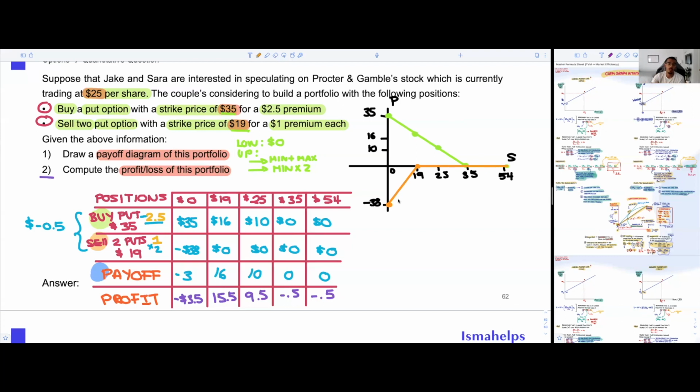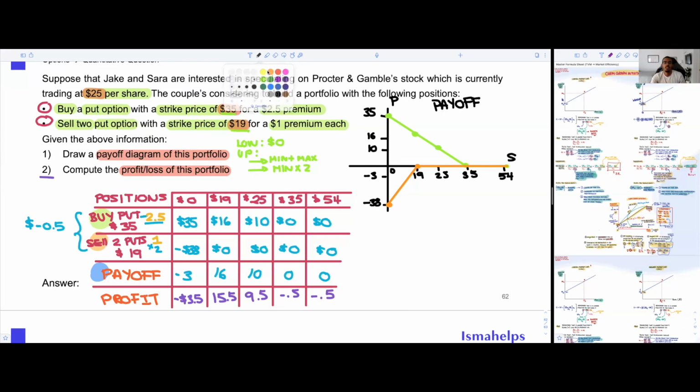Now if you want to look at our portfolio payoff and put that into a diagram, I'm actually going to write payoff here. We would have something that looks like this. Oh, it's in blue. Oh, I didn't put minus 13 and 16. I did put minus 3. I'm definitely tired, that's for sure. So minus 3, 16, 10.